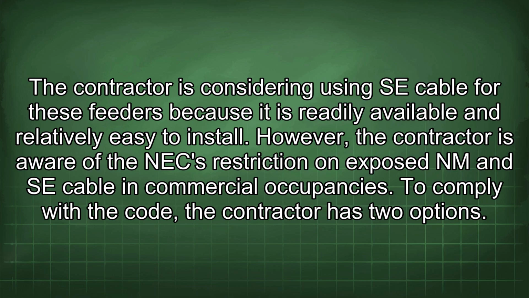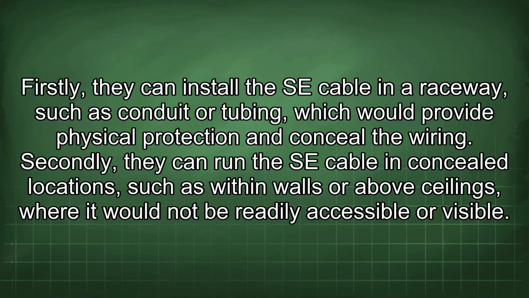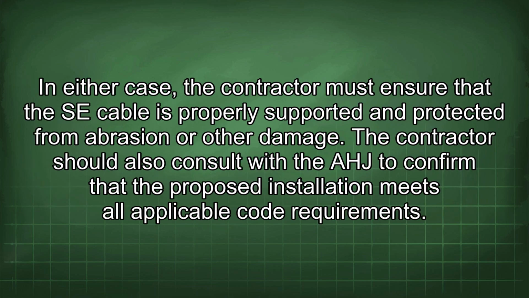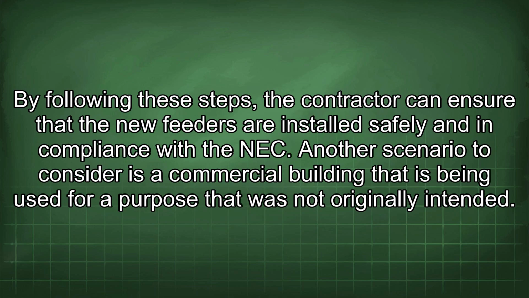To comply with the code, the contractor has two options. Firstly, they can install the SE cable in a raceway, such as conduit or tubing, which would provide physical protection and conceal the wiring. Secondly, they can run the SE cable in concealed locations, such as within walls or above ceilings, where it would not be readily accessible or visible. In either case, the contractor must ensure that the SE cable is properly supported and protected from abrasion or other damage. The contractor should also consult with the AHJ to confirm that the proposed installation meets all applicable code requirements. By following these steps, the contractor can ensure that the new feeders are installed safely and in compliance with the NEC.